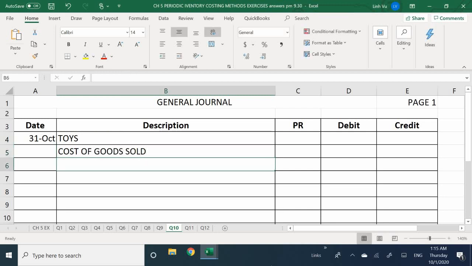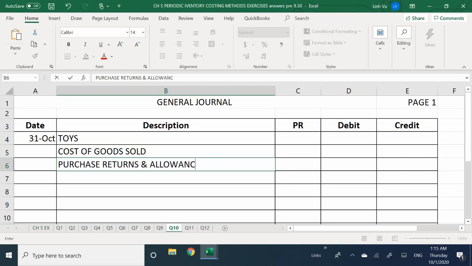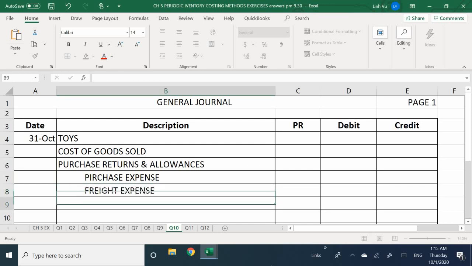Okay. Don't forget our purchase returns and allowances. And then we can go ahead and credit our purchase expense and our freight expense. Okay. And in here, I'm just going to go ahead and write adjustment, or adjusting for periodic inventory.